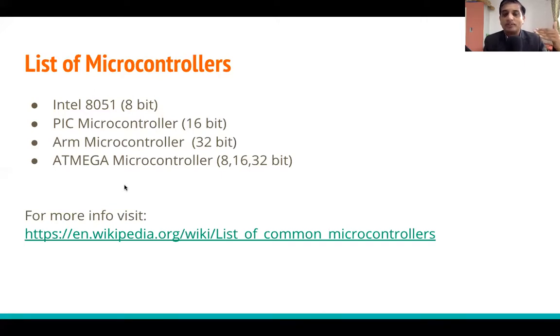Like 8051 is 8-bit, PIC microcontroller is a 16-bit microcontroller. Now in PIC microcontroller, 16-bit means, now what is the 8-bit and 16-bits here? 8-bit means it can process 8-bit data at a time. Its CPU size or its ALU size is 8-bit. It can process 8-bit data at a time.